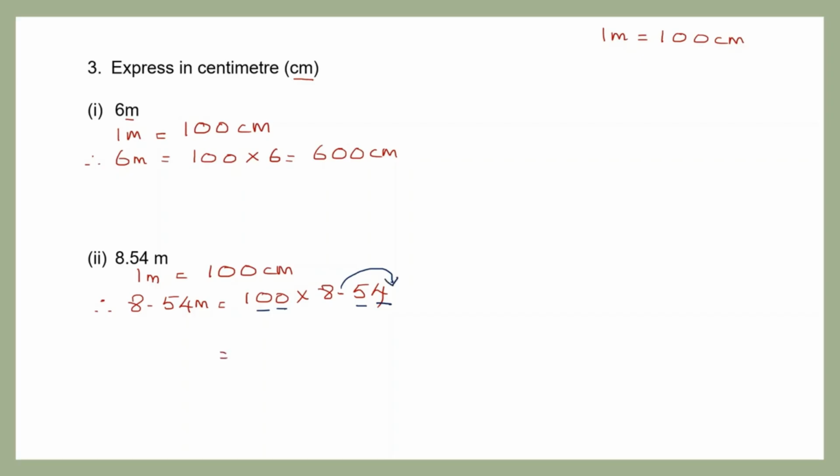So what do I get? 854, which is 854 centimeters. I've converted 8.54 meters into 854 centimeters. Question 3. 3.08 meters converted to centimeters. So 1 meter equals 100 centimeters.